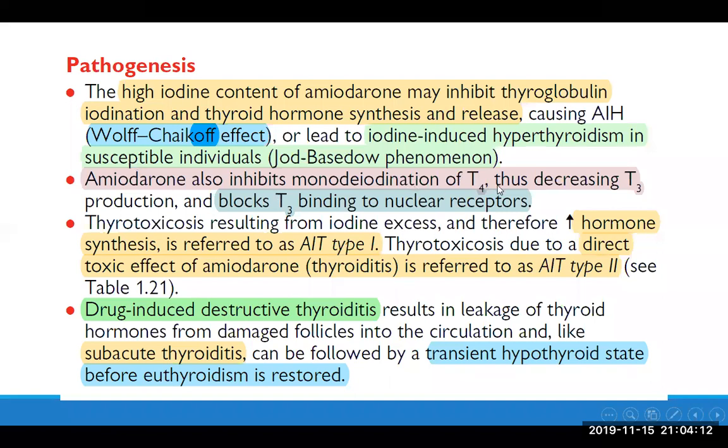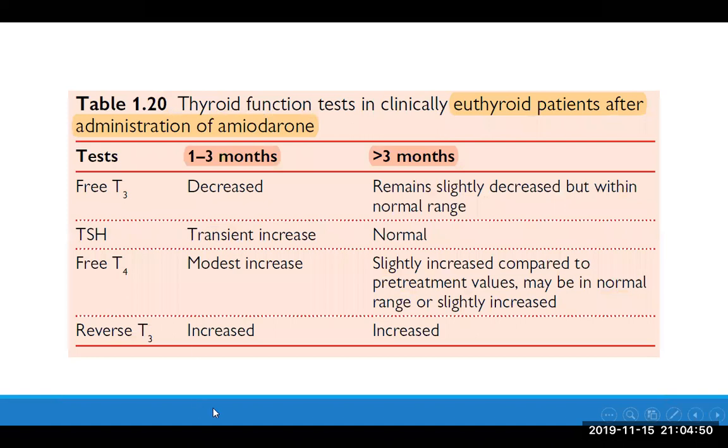Amiodarone also inhibits the conversion of T4 to T3, blocking the conversion through the deiodinase enzyme type 1. This leads to a decreased level of T3 and an increased level of TSH as an initial thyroid function test in a patient receiving amiodarone. As we said, type 2 amiodarone thyrotoxicosis is a true hyperthyroidism, so it is treated by antithyroid drugs, and type 1, which is a direct toxic effect of amiodarone, is a thyroiditis, and this is treated by corticosteroids as other thyroiditis. And this is, as we mentioned previously, what occurs in the initial period after initiation of amiodarone.